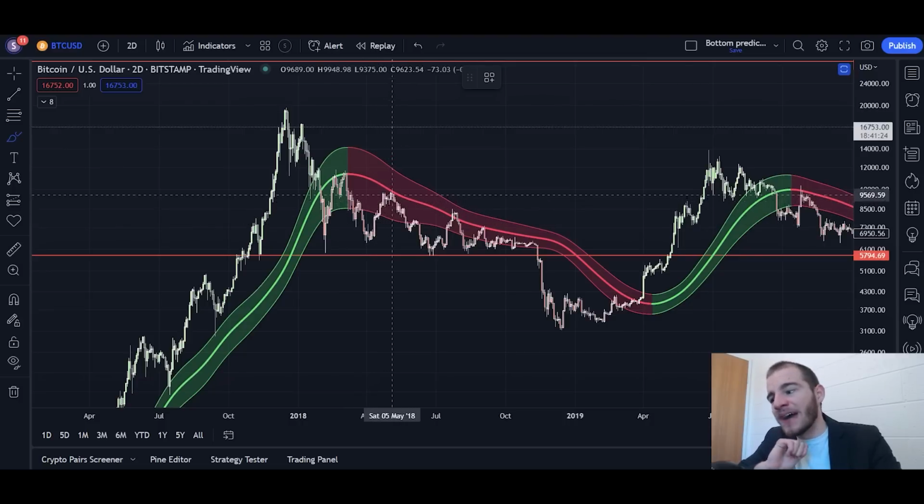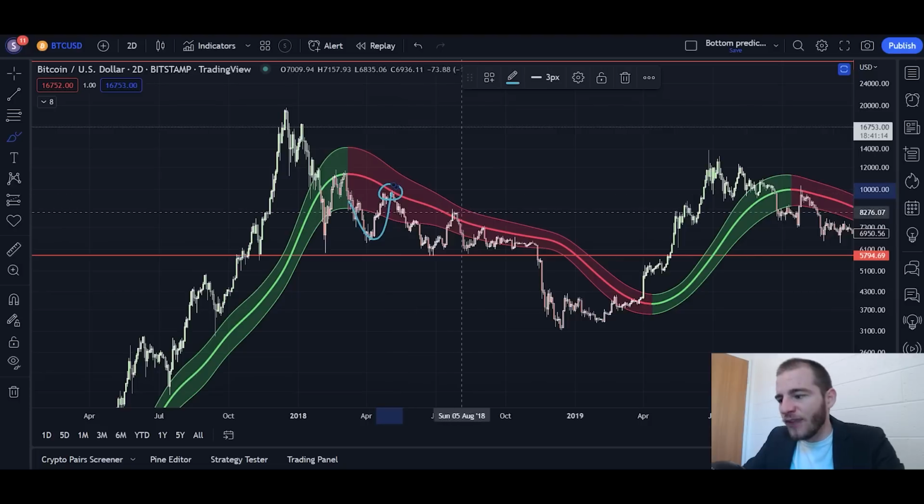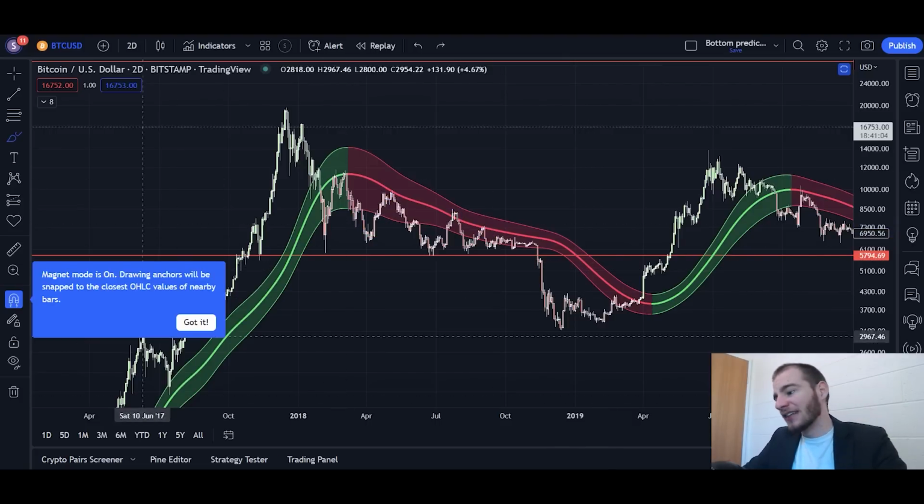What you'll see in 2018 is a perfect example. The Gaussian channel flipped red. We saw many bull traps, all of which were easily identifiable as bull traps because we failed to get a sustained break above the center line of the Gaussian channel, and it did not flip green. So you were able to label all of these bull traps, and you were able to be confident in the fact that the downwards trend was sustaining still. That's a very good example of it.